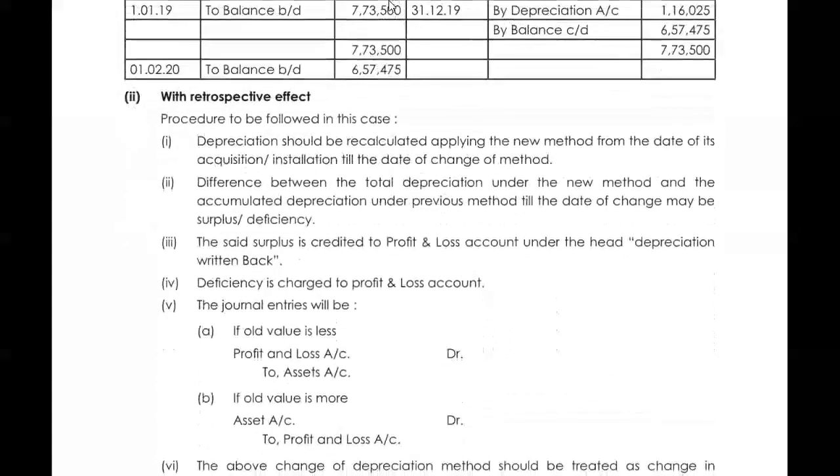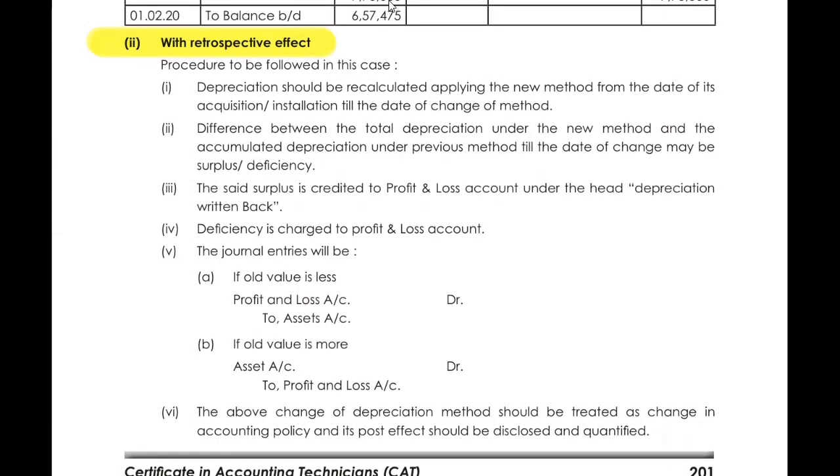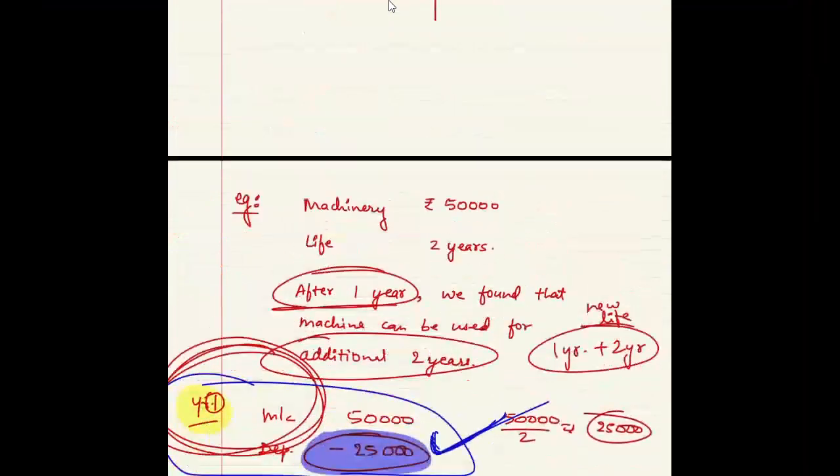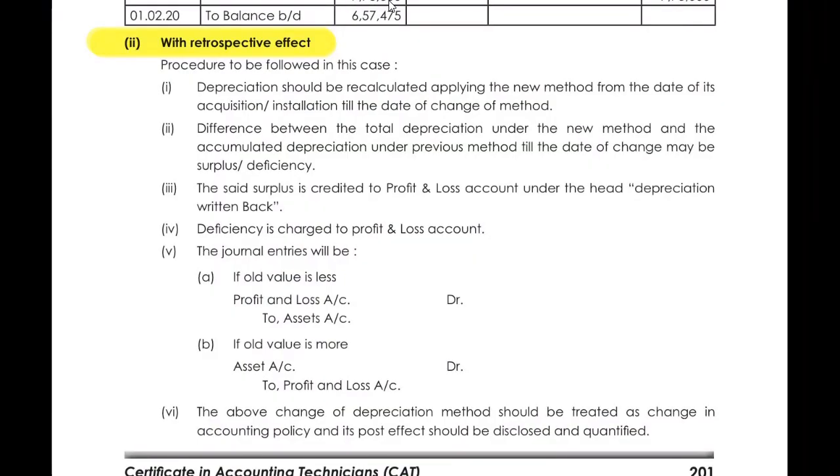Now let's go to the retrospective way, when the method is changed, not just the life. For simplicity, I had taken just the example of a life change, but here the method is changing. So what is the procedure to do that? Let us read it first. The depreciation should be recalculated by applying the new method from the date of acquisition or installation. That means from the start of the asset.